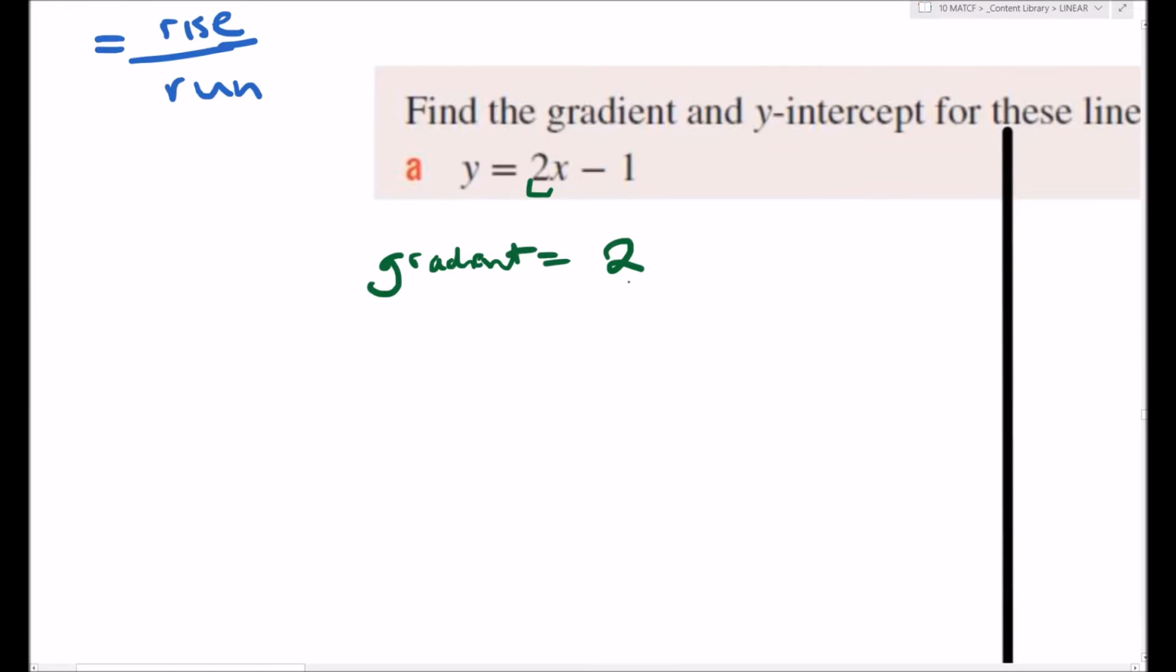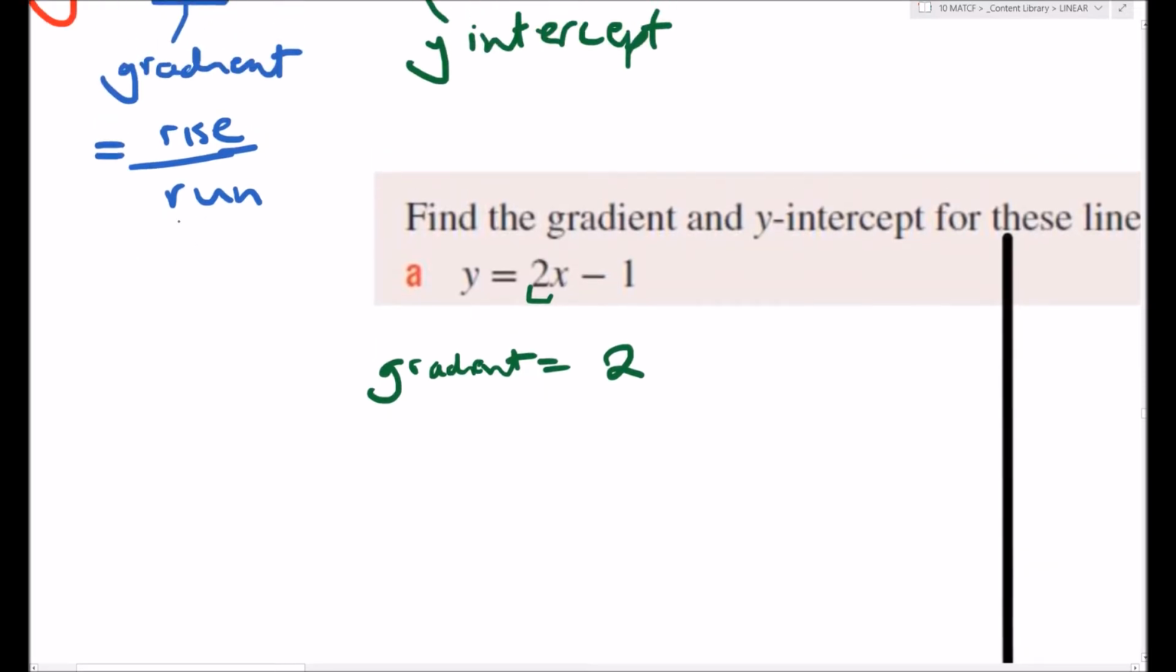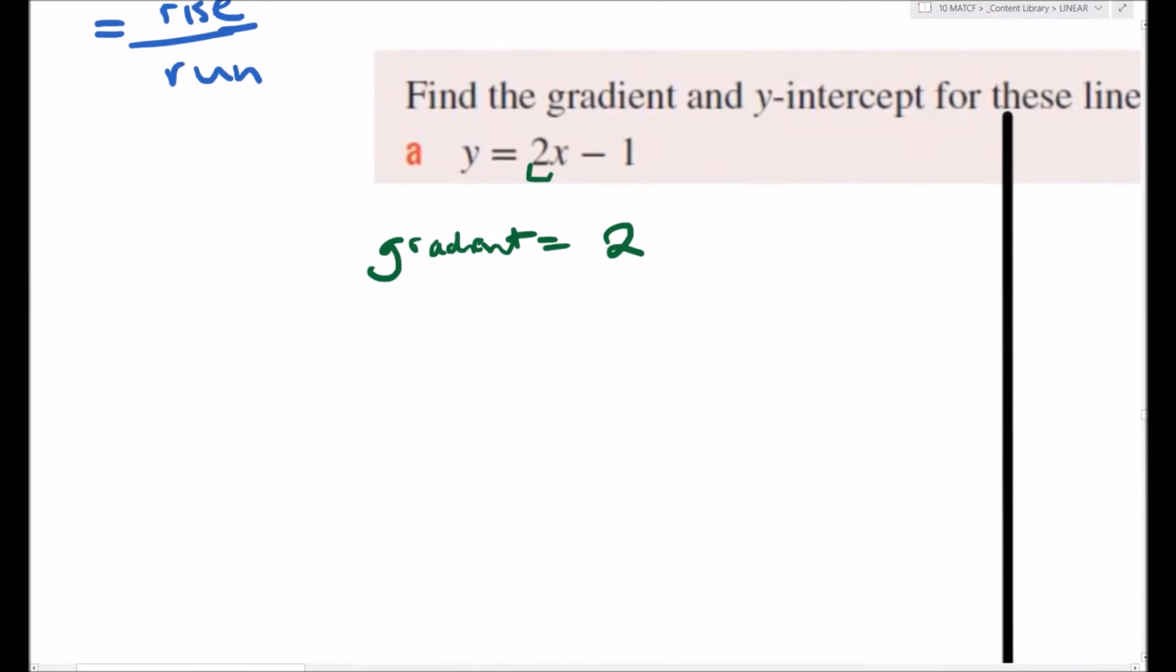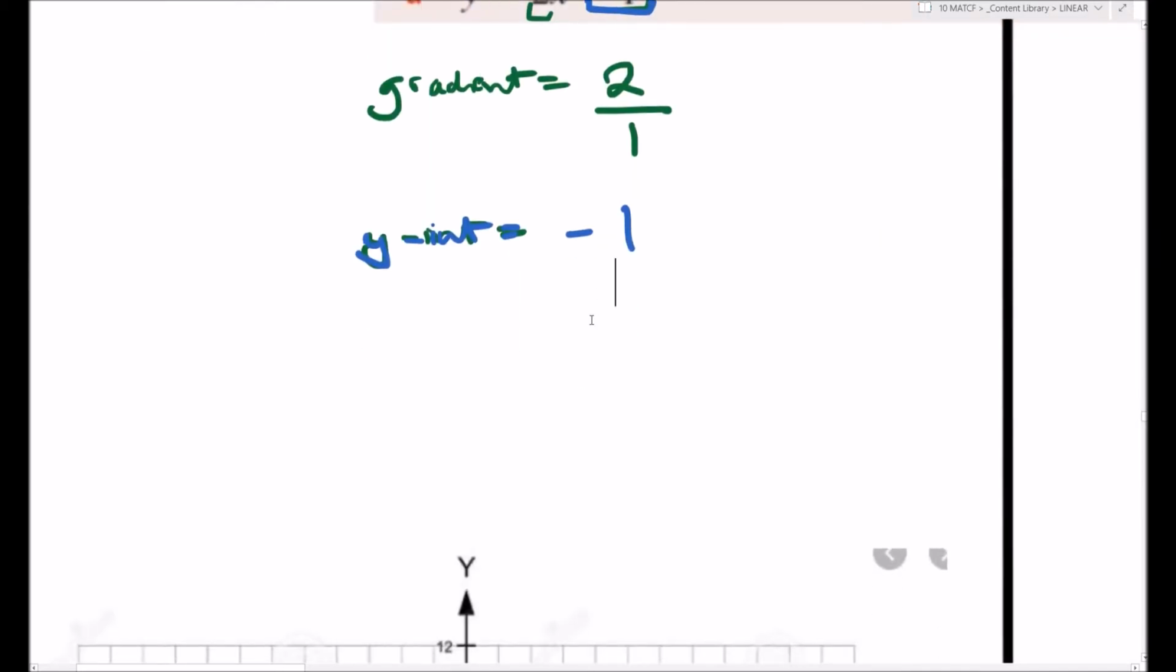Now you might be thinking, well, what's that got to do with the rise over run? So here's a trick. Whenever you see a gradient that's a whole number, put it over 1. Because this tells you your rise over your run. So there's my gradient, 2 over 1. And my y-intercept, if you look at the formula, is -1 right there. I might use a different color for that so we can see it. So the y-intercept right here is -1. That means on my y-axis, the line is going to hit -1.